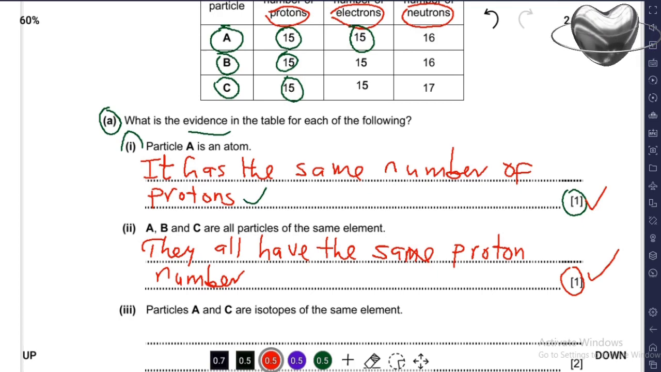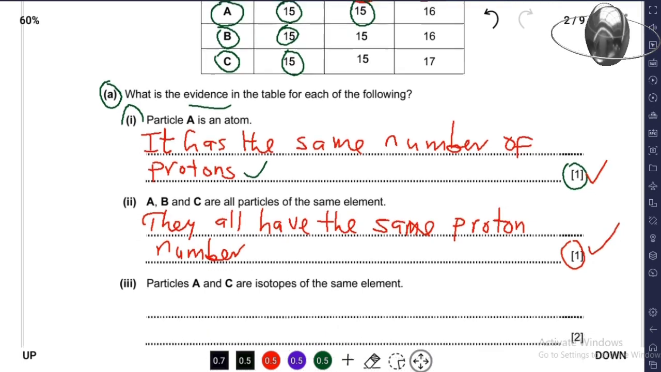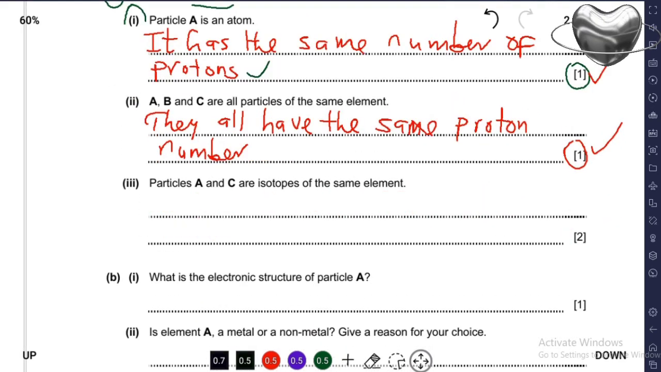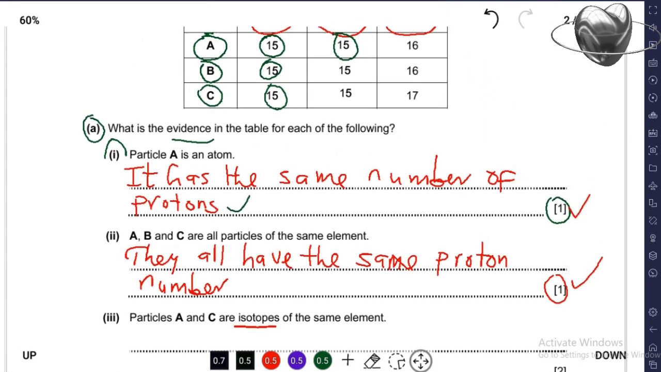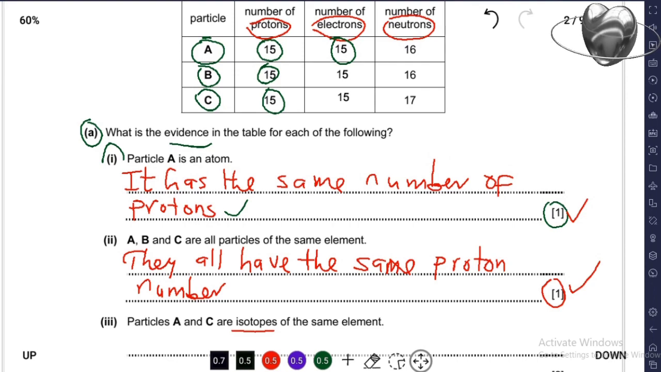And then we continue, we go to 1.3. Particles A and C are isotopes of the same element. The key word, my dear learners, here is isotopes. We understand for elements to be isotopes of each other, they are supposed to have different neutron number but same proton number. So when we go to the table, we are going to look for the subatomic particles that are having same number of protons but different neutron number.